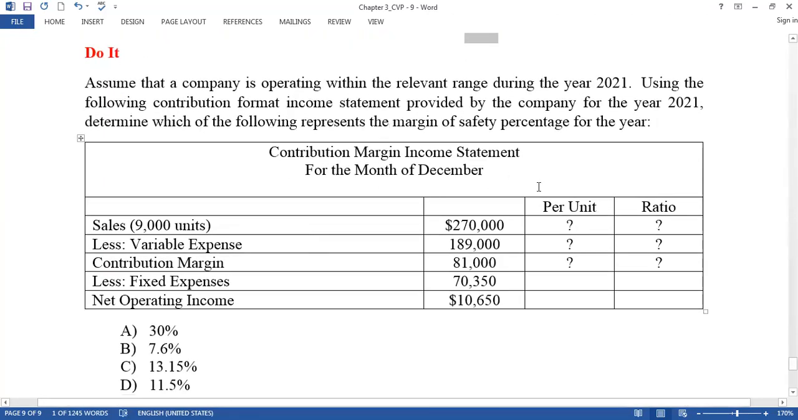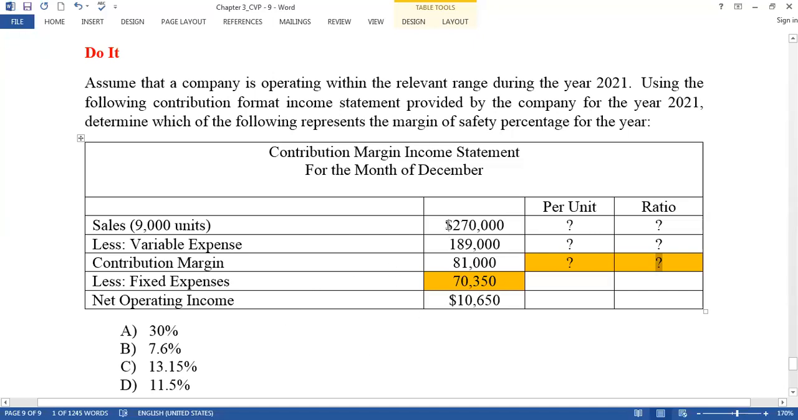We don't know this number, but at least these two numbers are important. What is the contribution margin per unit? What is the contribution margin ratio? And this number is important, fixed cost, because first we have to calculate the break even, right? And what is the formula of break even? Fixed cost divided by CM ratio.